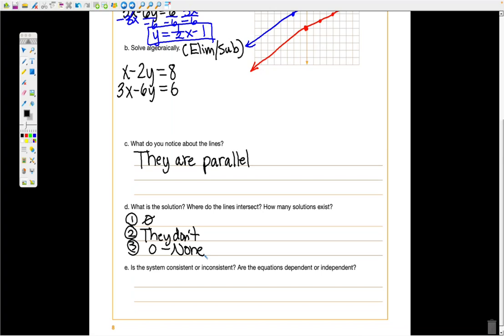So if there is no solution, you might want to flip back. Does it mean it's consistent or inconsistent? Inconsistent. Do the lines touch each other? So would they depend on each other then? No. So they're independent. Because if they're not touching, they don't depend on each other at all. So it is, they are independent for this.